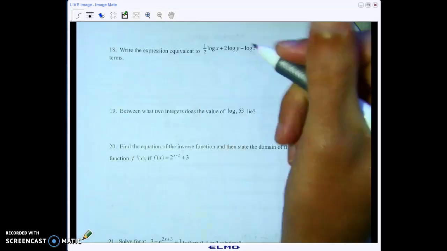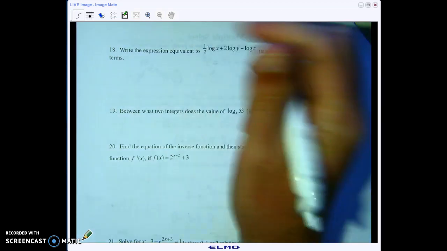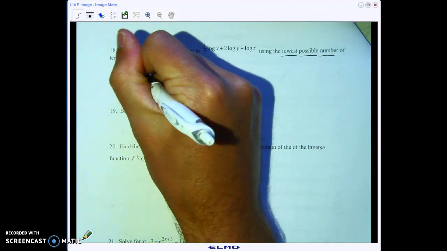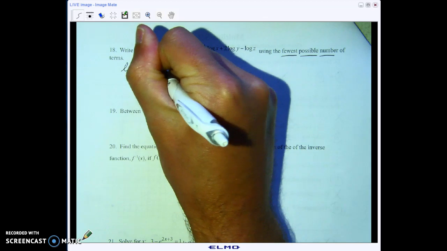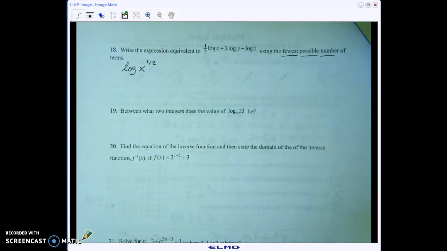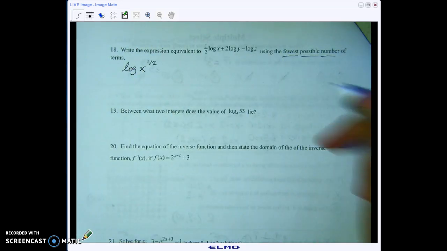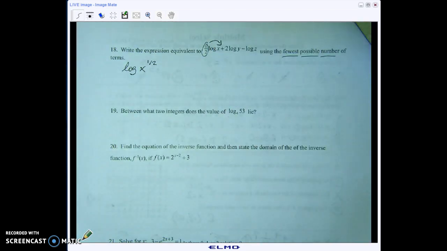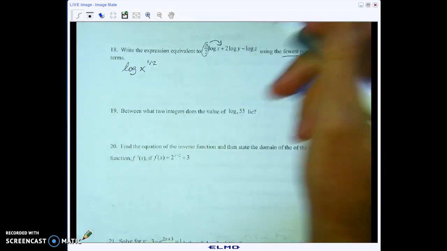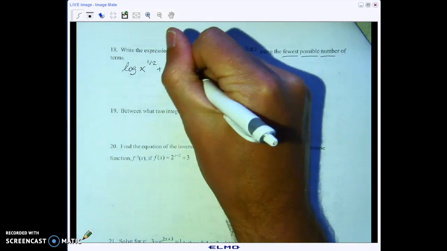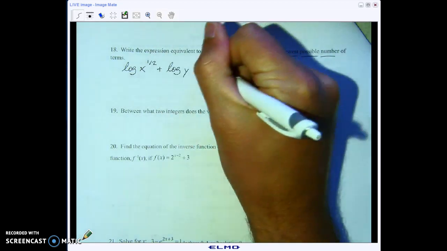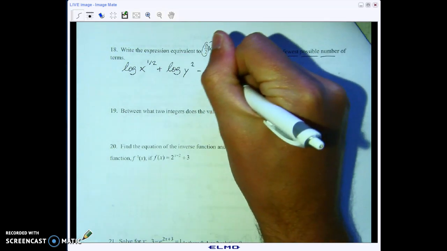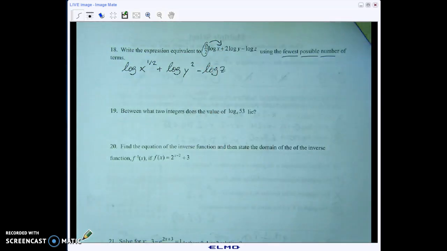Okay, so first we need to realize that 1/2 times log of x can be rewritten as log of x to the 1/2 power using what I call the power property. It allows us to move the coefficient into the exponent and vice versa, right? And also 2 log y can be written as plus log of y squared. And then we have minus log of z, which has no need to be rewritten.